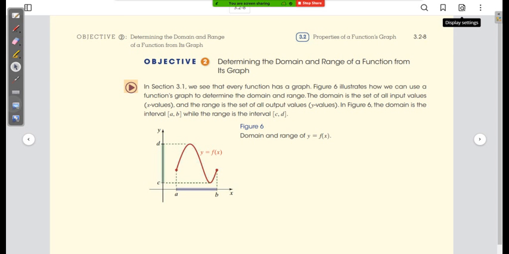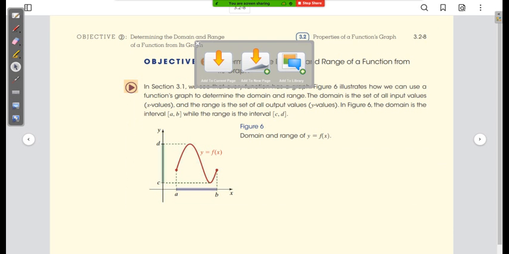Alright, now we talk about the domain and range of a function. Again, we reference 3.1. Please go watch 3.1. We see that every function has a graph. Figure 6 illustrates how we can use a function's graph to determine the domain and range. So when we look at a graph, everywhere where it exists horizontally is going to be the domain.